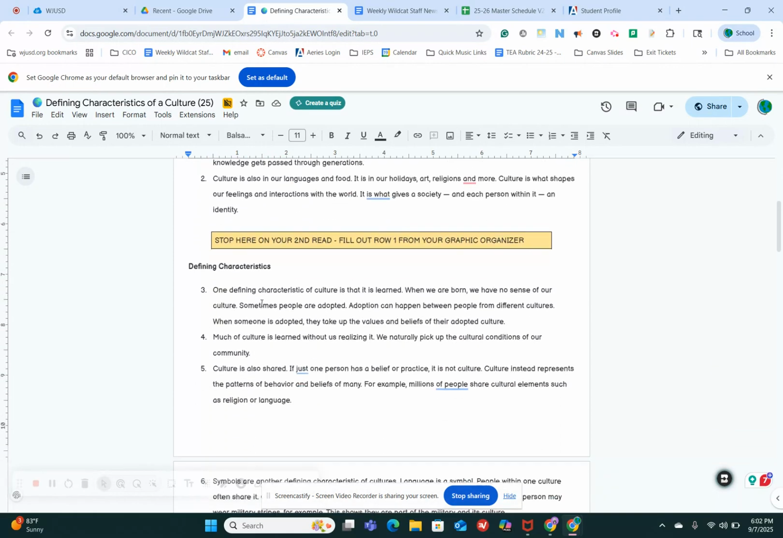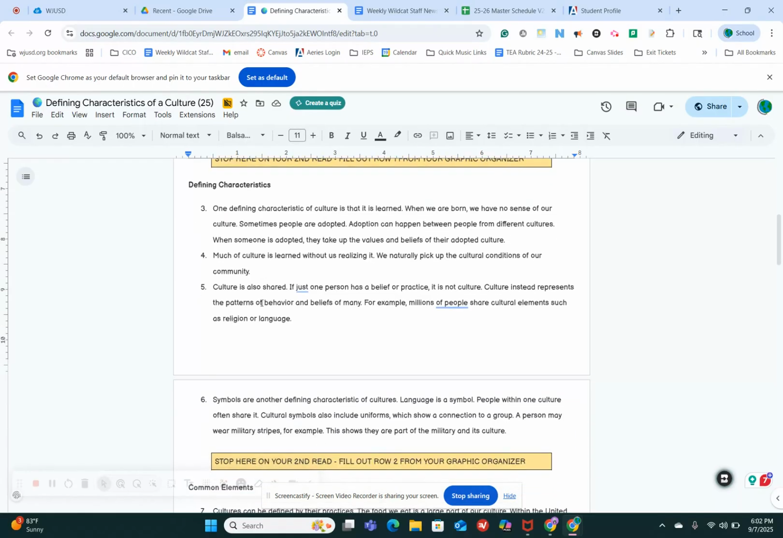All right, here we go. Moving on to our next one. Defining characteristics. One defining characteristic of culture is that it is learned. When we are born, we have no sense of our culture. Sometimes people are adopted. Adoption can happen between people of different cultures. When someone is adopted, they take up the values and beliefs of their adopted culture. Much of culture is learned without us realizing. We naturally pick up on the cultural conditions of our community.